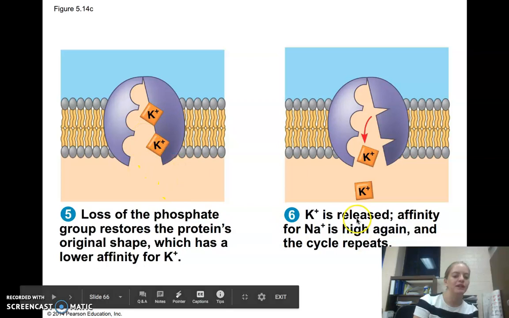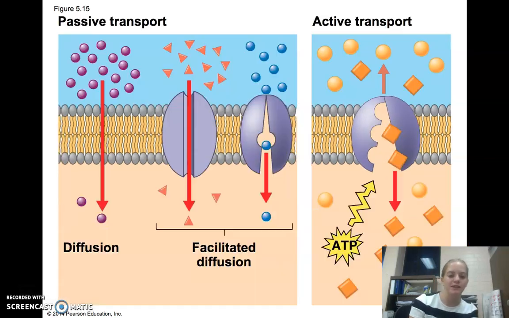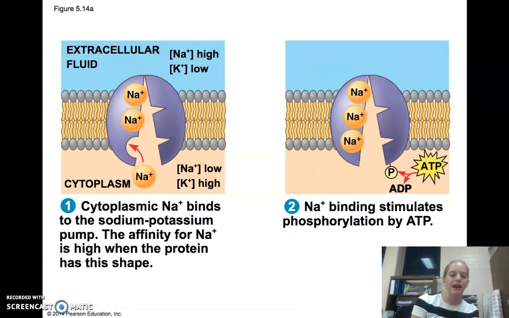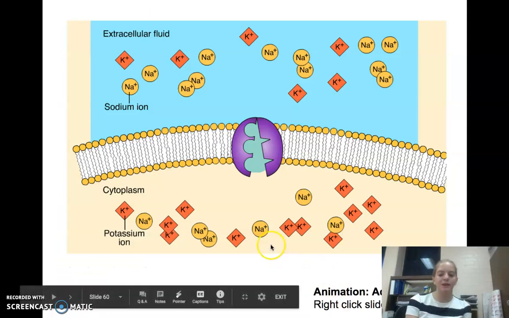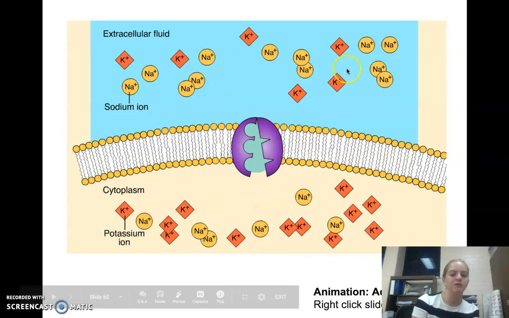And so the potassium gets released back into the cell, and the affinity for sodium is high again, and the cycle repeats. But as you can see here, the sodium is moving from in to out, low to high, and the potassium is moving from out to in, low to high.